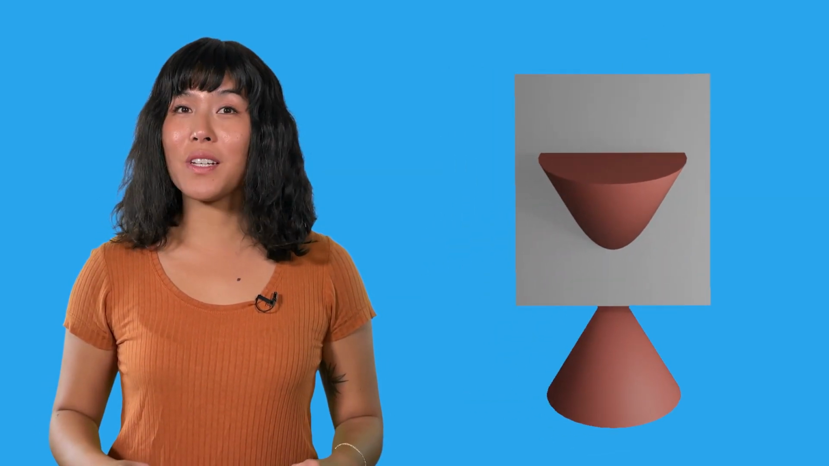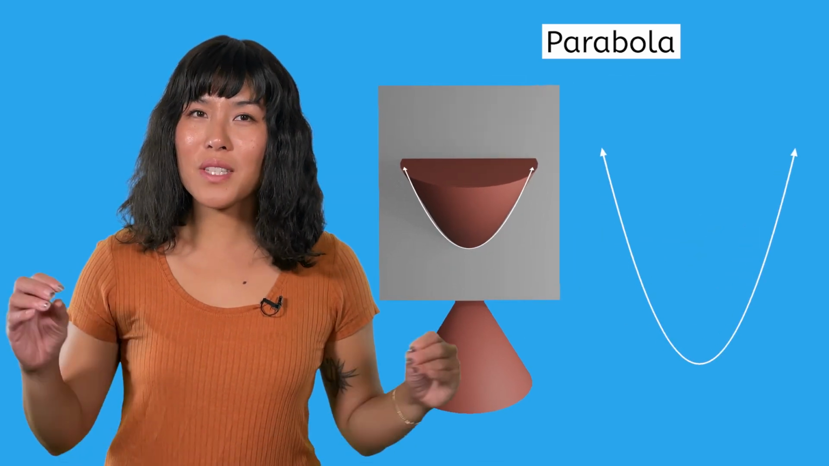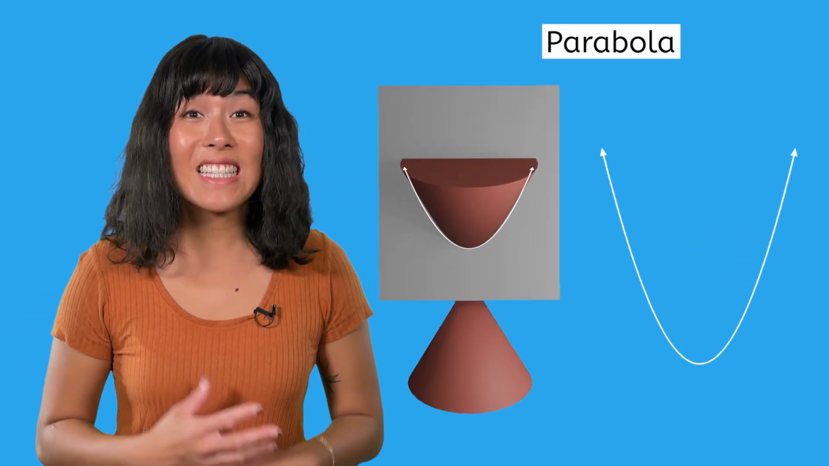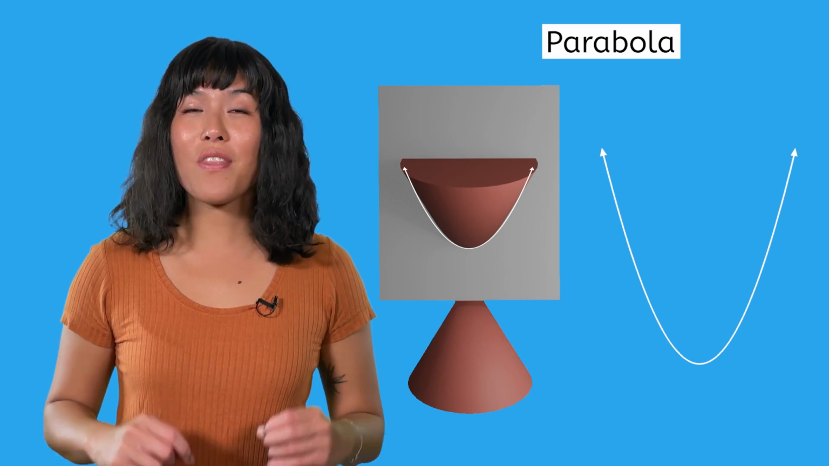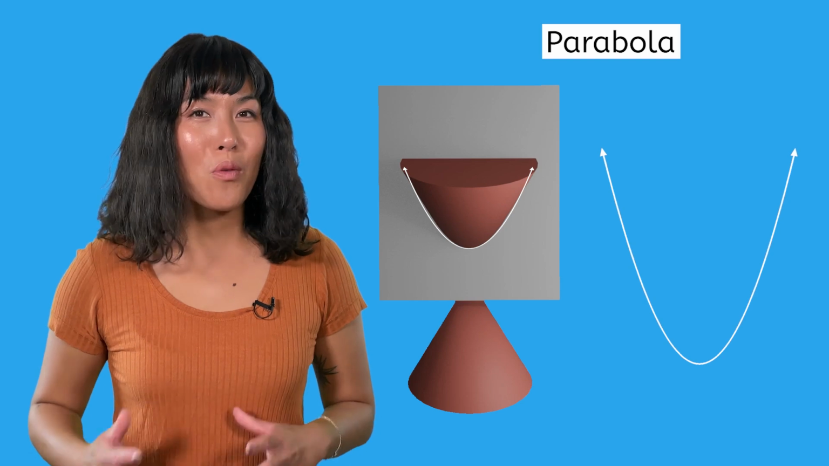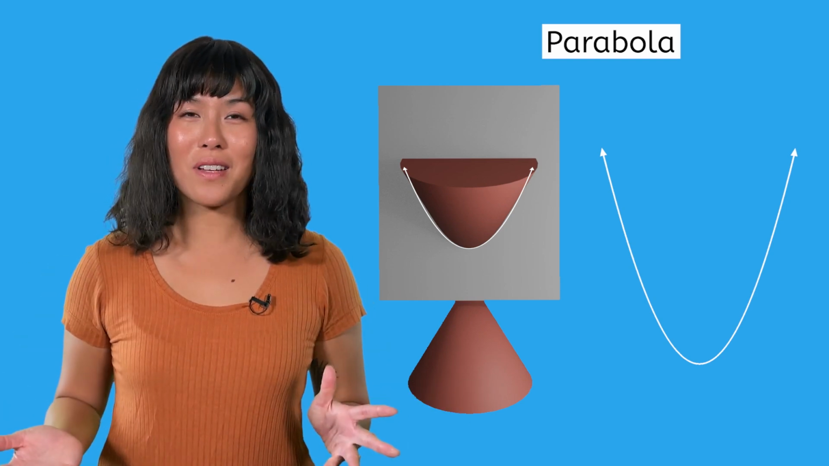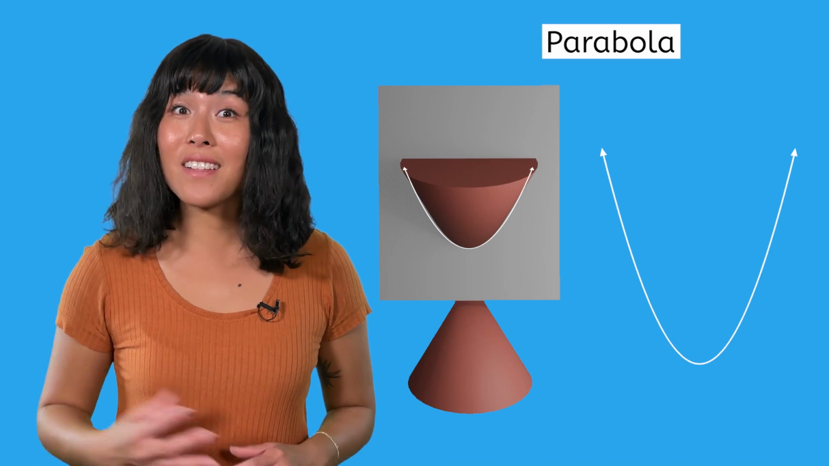Now, if we adjust the plane to be parallel to the slant of the cone, the intersection creates a parabola. Remember that although we've cut these cones down to fit on the screen, they extend infinitely in both directions, which we indicate on the parabola using arrows. Parabolas are everywhere around us, from the path of a thrown ball to the design of satellite dishes.